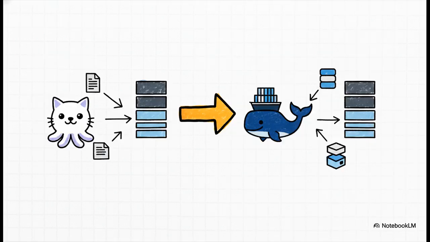And that central place I mentioned, that brings us to Docker Hub. The analogy here is perfect. Just like GitHub is where you store and share your code with Git, Docker Hub is the public registry for storing and sharing your Docker images with the world.